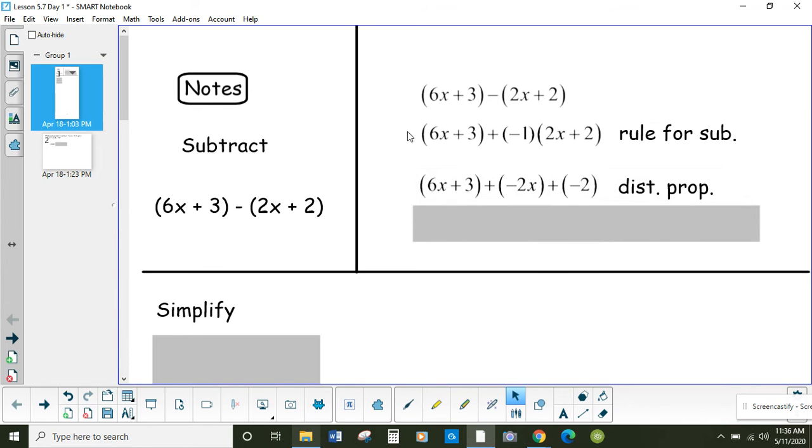Second step, pause the video if you need to. Second step, we're going to distribute the -1. So notice that I copied all the information down that I'm not using. And we want to do that in our math classes, right? We do one step at a time, but we copy all the other stuff we're not doing yet. Because remember, simplifying means distribute first and then combine like terms. That's how we simplify, correct?